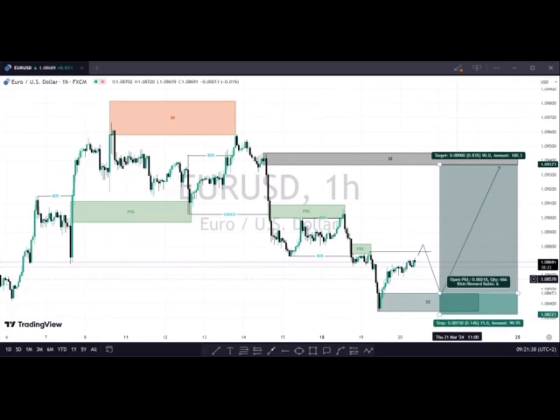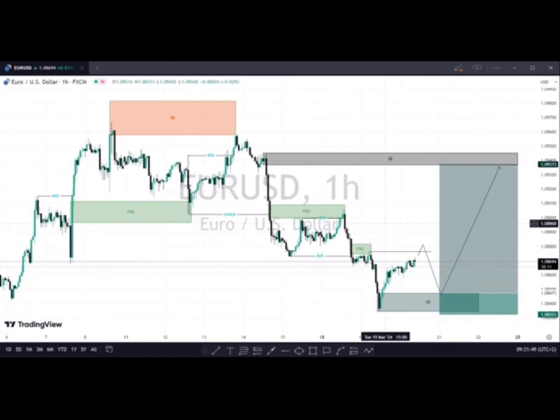And from this trade idea, we are looking to risk 15 pips in order to get 90 pips. So this is a 1:6 trade. Yeah, that's my insight on Euro USD.